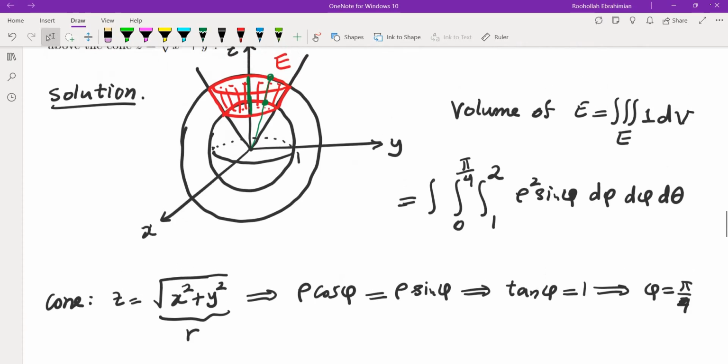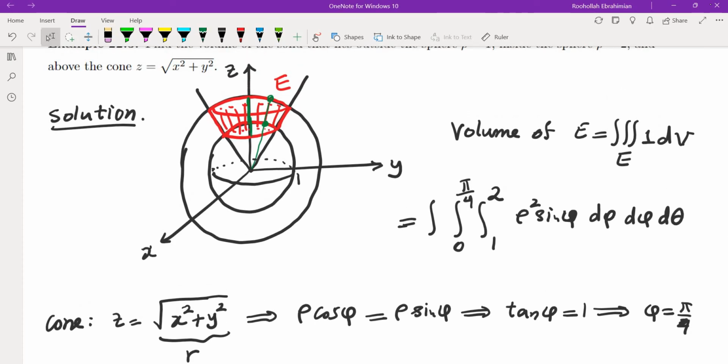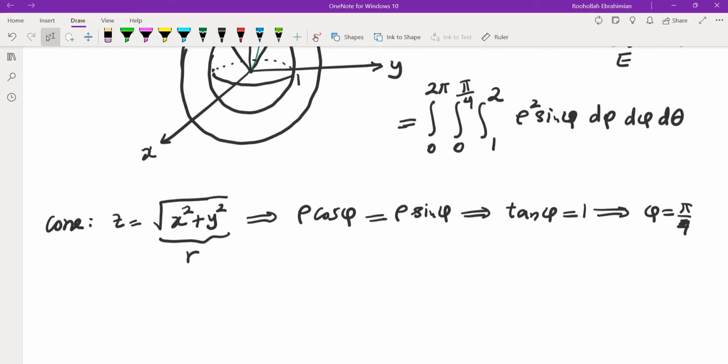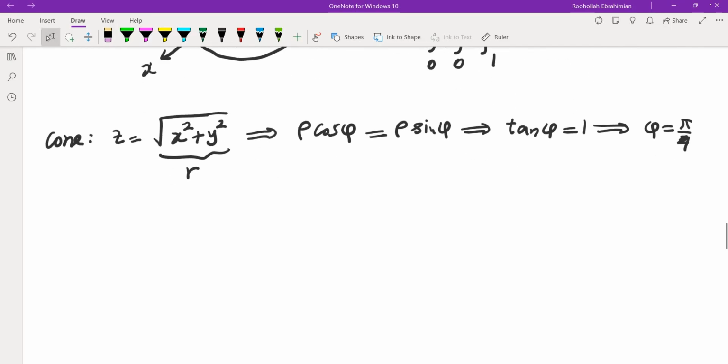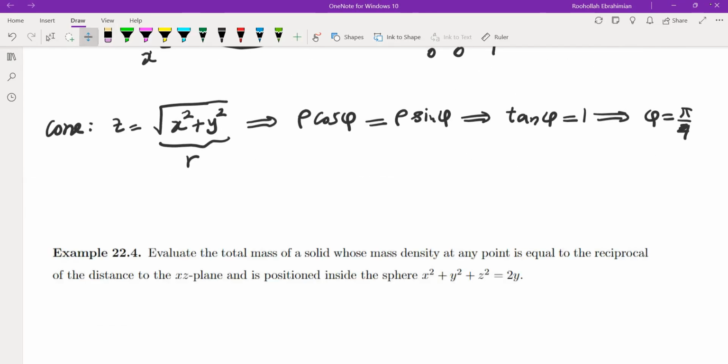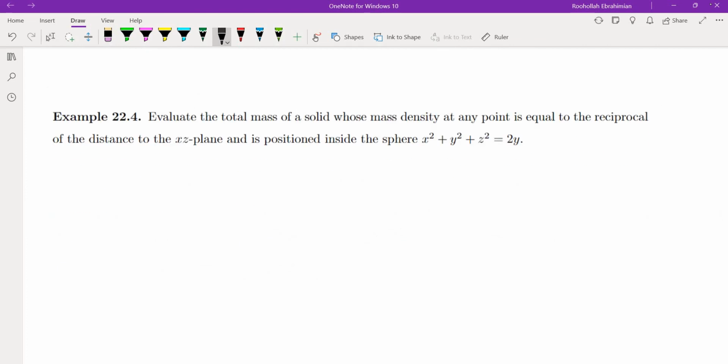And what are the limits of theta? When we project that onto the xy plane, we have regions in all different quadrants. So this would be from 0 to 2 pi. And again, this is not a very difficult integral to evaluate, so I would encourage you to evaluate this one, but it is not very difficult to evaluate. Okay, so we're going to move on to the next one.